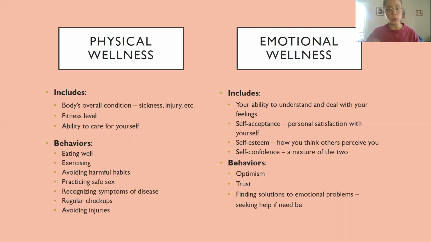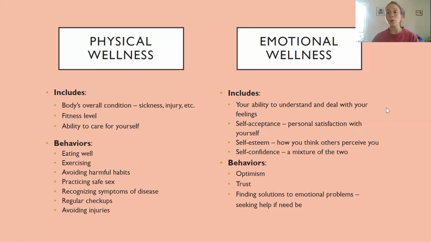And so some behaviors that are included under this dimension of wellness can be eating well, exercising. So if you exercise more often, your physical health is generally better. Avoiding harmful habits like smoking or excessive drinking, practicing safe sex, recognizing symptoms of disease, engaging in regular checkups, so going to your doctor. And I know this becomes more important as you age, but it is still important to get your yearly checkups with your physician. And avoiding injuries. So we avoid injuries by taking rest days when needed and listening to our bodies if they're telling us they need a little bit of rest.